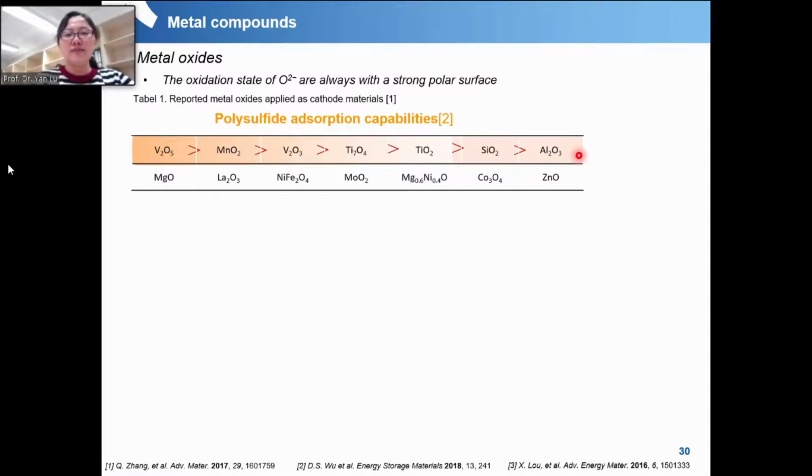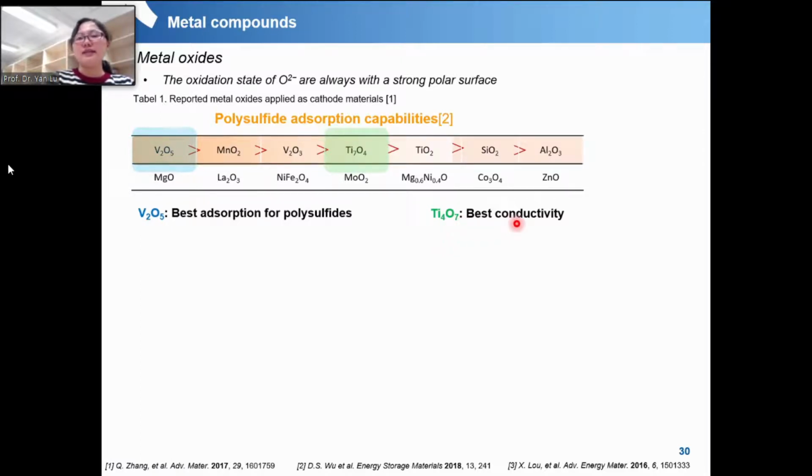So there are really a lot of possible examples based on these metal oxides, and vanadium oxide has the best absorption. And here, the titanium suboxide, we will talk about later. They are very attractive because one disadvantage of metal oxides is relatively low conductivity. But titanium suboxide is a kind of abnormal example because it has better conductivity. That's why, compared to other metal oxide materials, it shows very good electrochemical performance in lithium sulfur batteries.